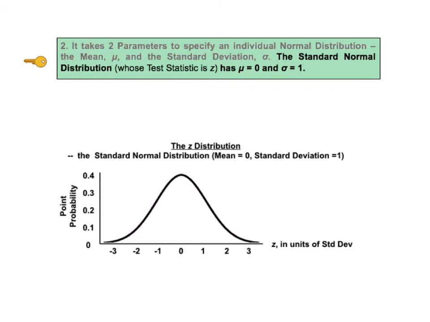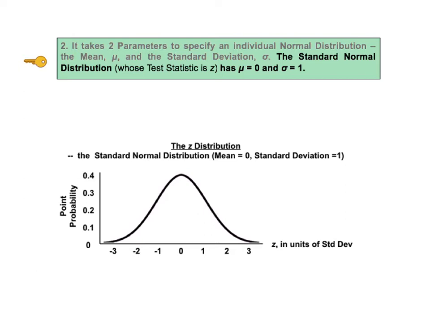There is one special member of the normal family of distributions. KTU 2 goes on to say the standard normal distribution is the normal distribution that has a mean of 0 and a standard deviation of 1. As shown here, the vertical axis is for point probabilities of the points on the horizontal axis. For example, we can see that the point probability of 0 is about 0.4.